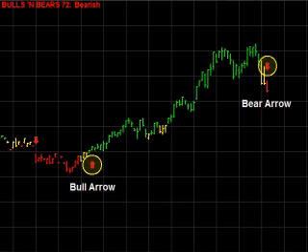You'll also notice that we never receive two bullish arrows in a row or two bearish arrows in a row. This key point is by design, and it'll become a little clearer as we get further into the course.